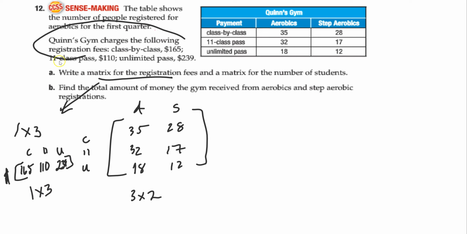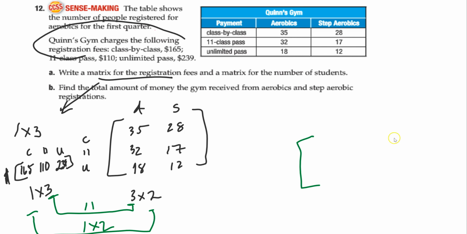Then right here it says, find the total amount of money the gym receives from aerobics and step aerobics registrations. So what we're going to do here is multiply these two. I'm going to multiply this by this so they match, because I need to multiply them. I'm going to get a 1x2. But I also want you to keep in mind what that 1x2 is. We're going to do this in our calculator, it's not a big deal. What that 1x2 is, right? It's 1 row, 2 columns.